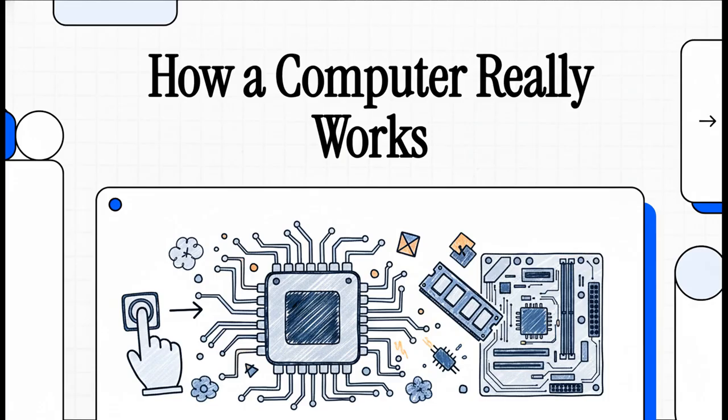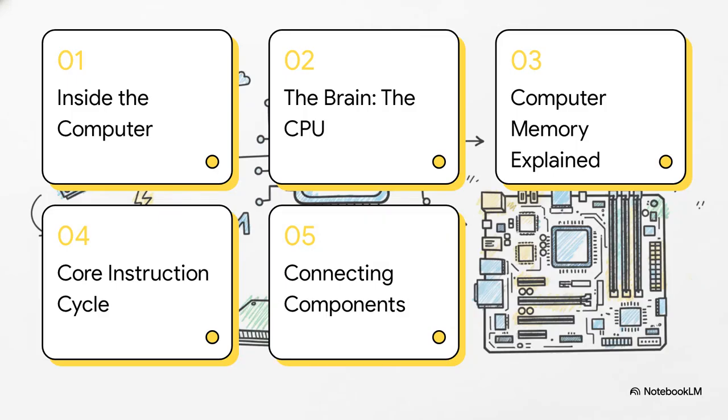Let's dive in. So here's the game plan. First, we'll look at the main parts. Then, we'll meet the brain, the CPU. After that, we'll dive into computer memory, figure out the core process that makes everything tick, and finally, see how all these pieces communicate. Sound good?